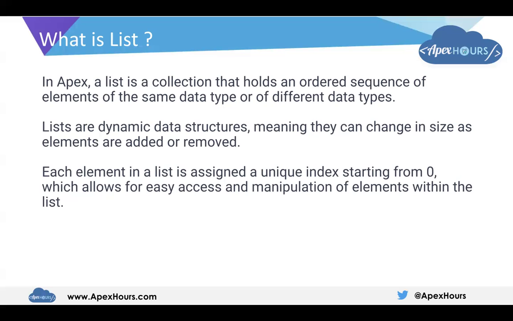So basically, a list can hold multiple data of different or the same data type, and each element of the list is assigned a unique index number, right? And the index starts from 0: 0, 1, 2, 3, 4, 5. So the first element of the list is always at index 0. The second element of the list is always at index 1.